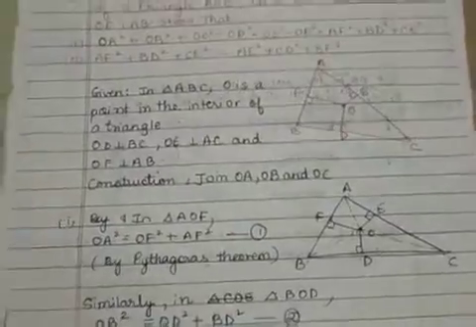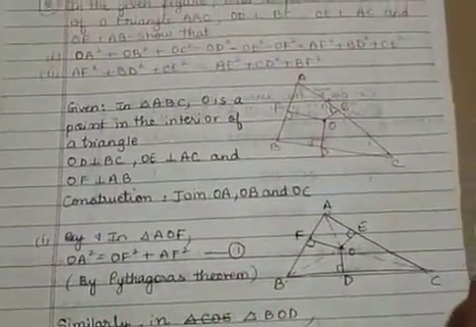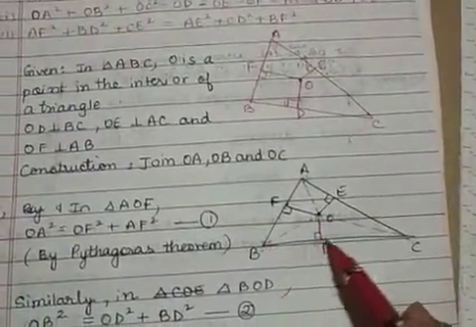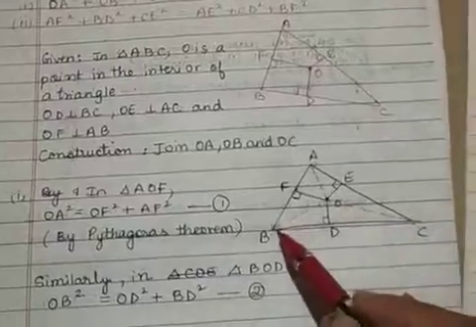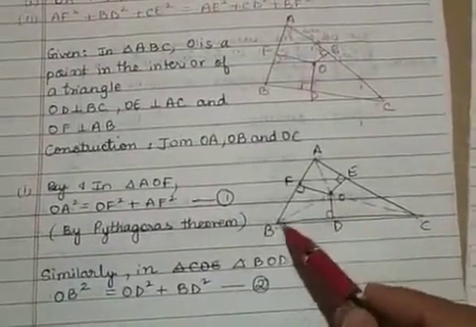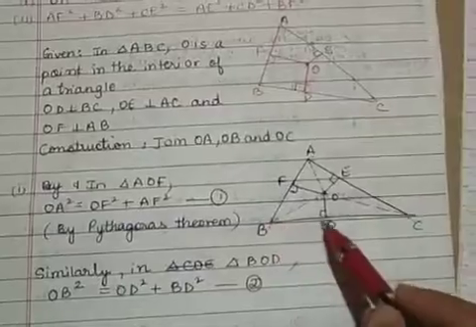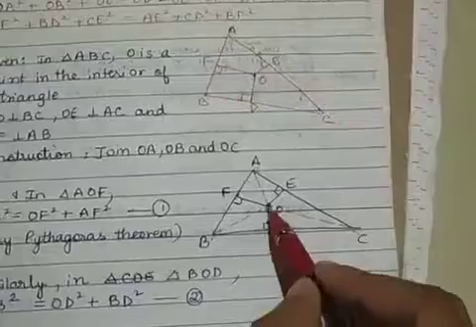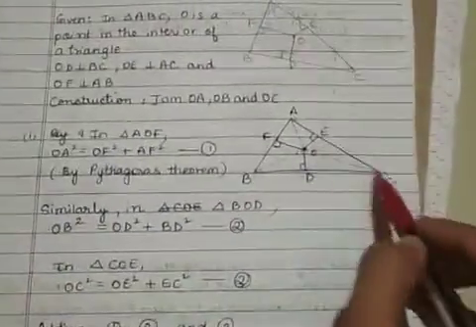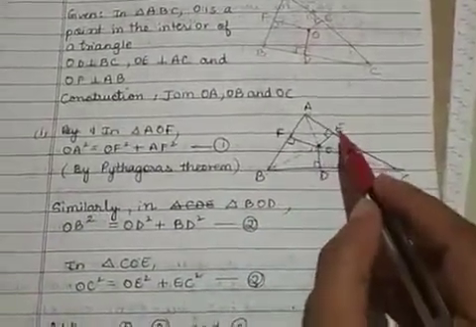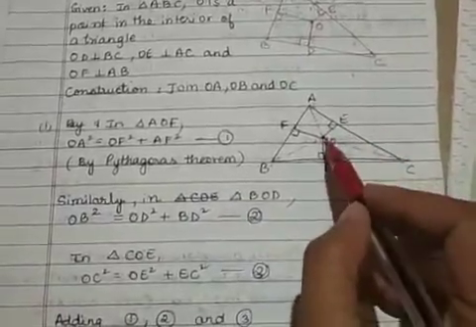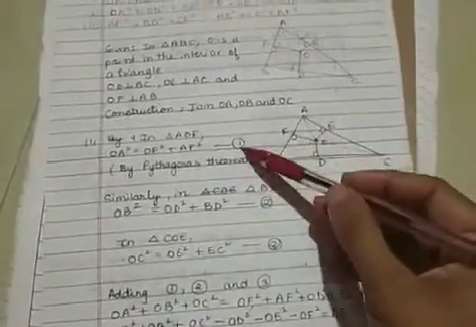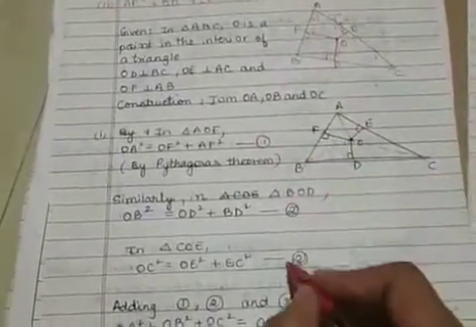So this we are numbering the equation as 1. This is by Pythagoras theorem. Next we need OB square. So OB square can be obtained from this triangle, correct? So in triangle BOD, we have OB square is equal to OD square plus BD square. Next you need OC square. So OC square is in this triangle COE, we have OC square is equal to OE square plus EC square. So we have numbered the 3 equations as 1, 2 and 3.